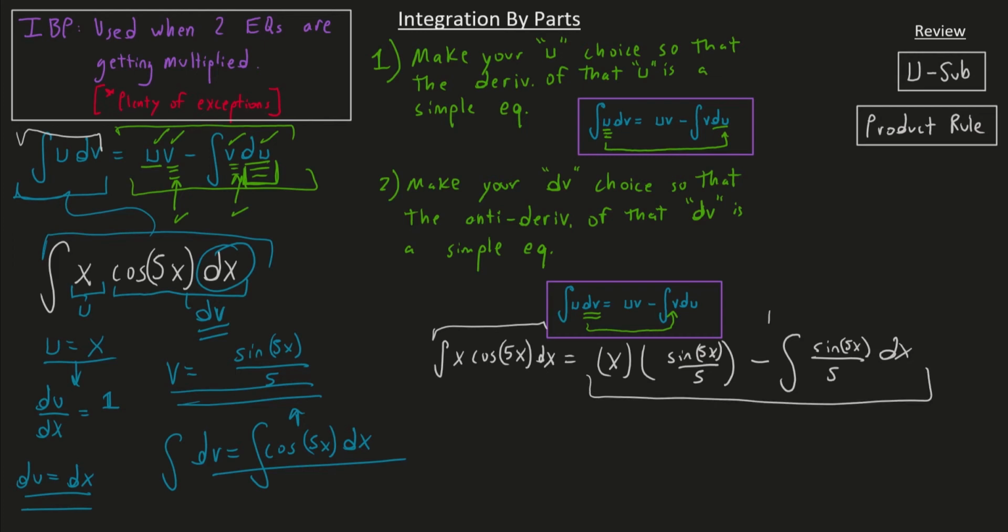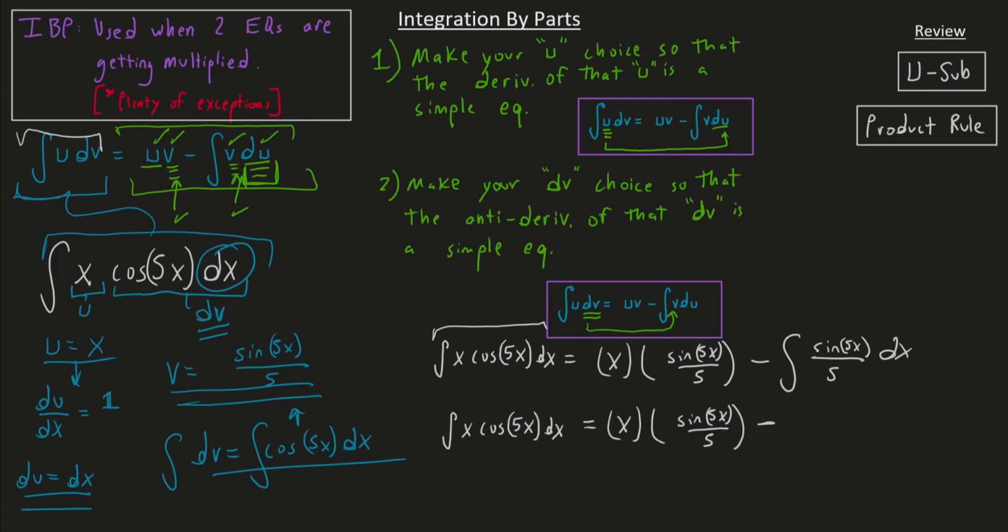The problem is my answer is not complete. I have to figure out this hopefully easy integral. And if you look at it, that is a pretty easy integral. That's just a u substitution. So the antiderivative of this guy is going to be negative cosine of 5x over 25. And of course a plus c. And again, I knew that because that's just a u sub right here. And I won't show the steps for that.